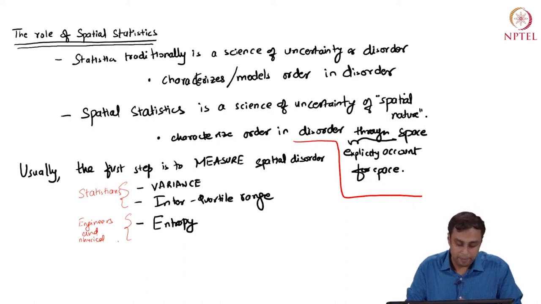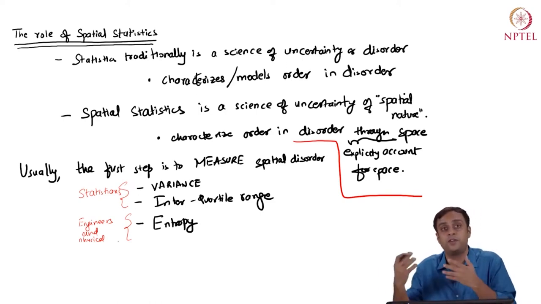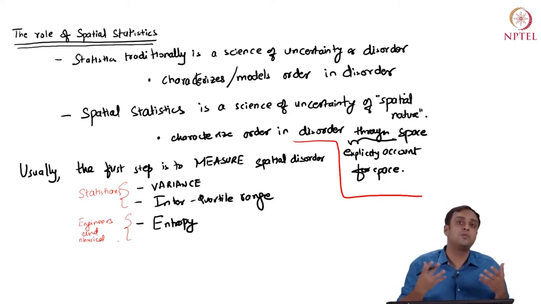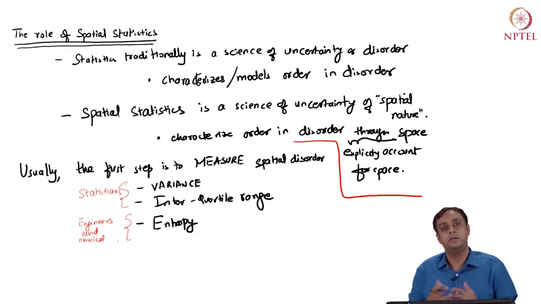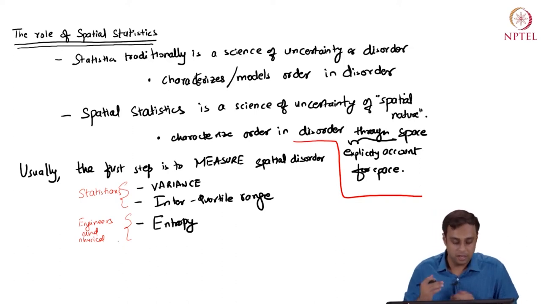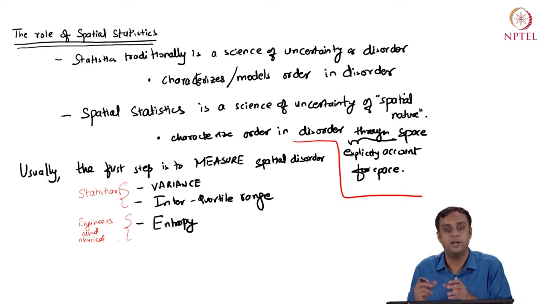Okay, and entropy provides what is called the philosophy of technology. So this is something we will spend a little bit of time on because this is interesting, and it also allows us to model certain really important spatial features in the real world, especially regional science or urban science, right? So we will come back to both these categories of measuring disorder in space.